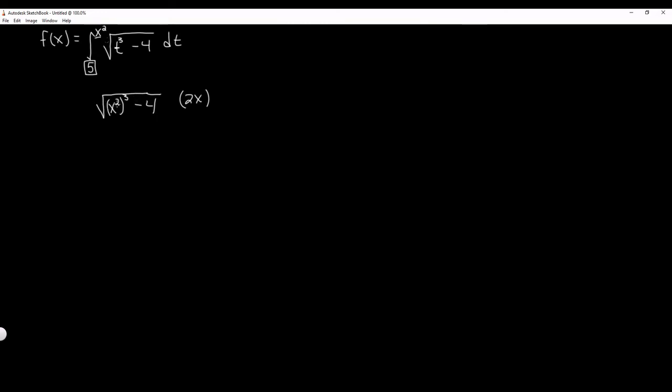So if we simplify this and rewrote this answer, inside the square root, 2 times 3 is 6, so this is going to be, well, we'll bring this to the front first. So we're going to say 2x times the square root of x to the 6th, because 2 times 3, minus 4. And this is the answer to this problem.